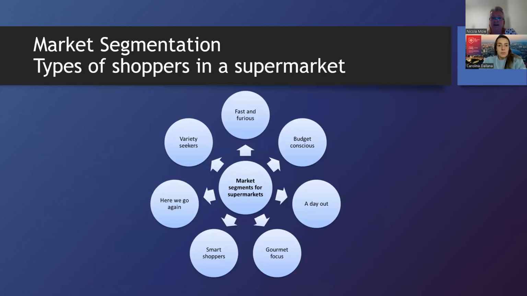Again, we can categorize supermarkets and the types of shoppers in a supermarket. This is UK focused, but obviously you may see some similarities where you are. You've got your fast and furious customer at the top. They just want to get into the supermarket, buy what they need, and get out straight away. They don't have time to look at everything in all the different aisles. You have your budget-conscious consumer. Maybe they will buy the home brands, the supermarket brand, or they will look for things that are on sale. They might take a bit longer in the store comparing all the different prices.